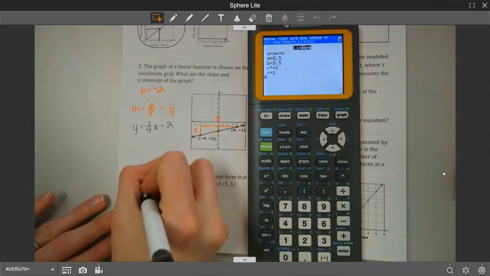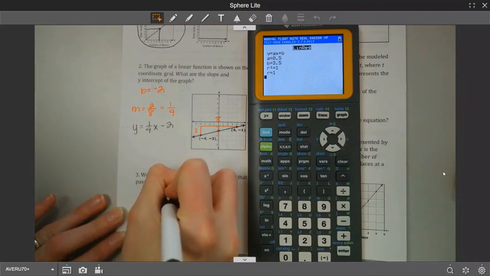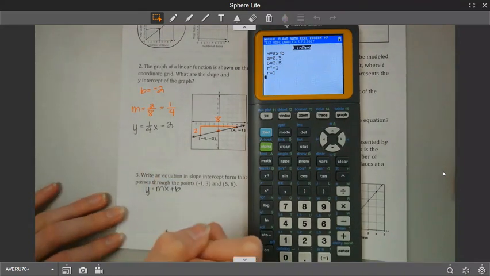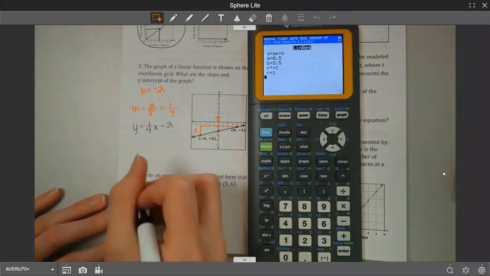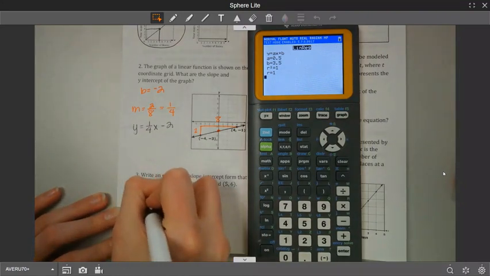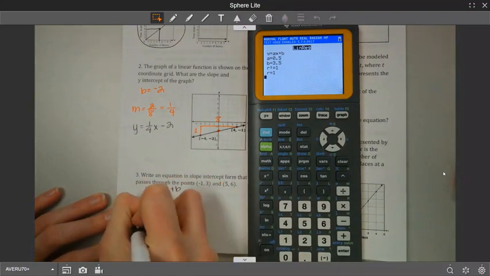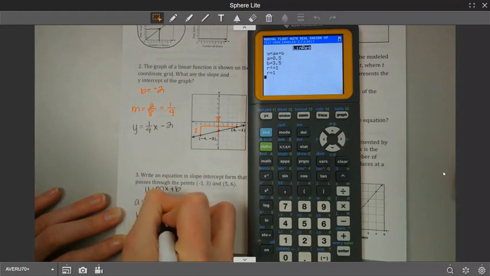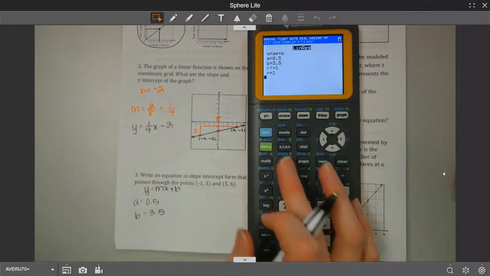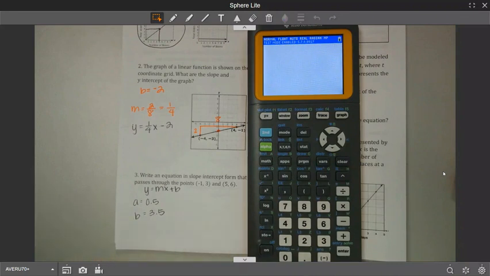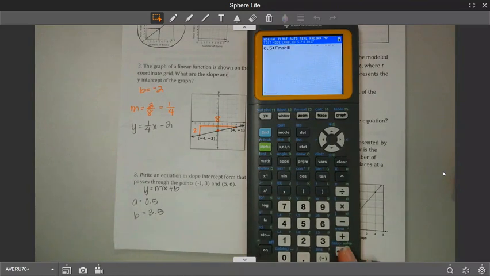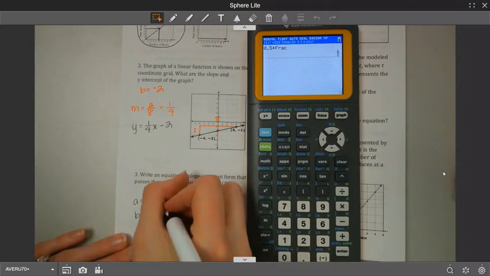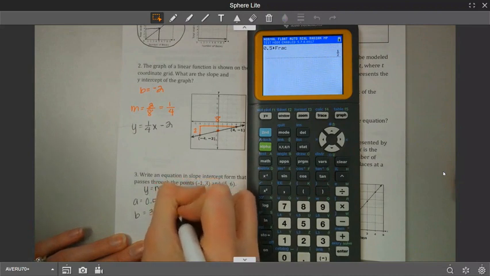Okay, your equation is y equals mx plus b. Remember, the calculator uses m and a interchangeably. So it said a is 0.5 and b is 3.5. Well, our answers have to be fractions, so I'm going to go ahead and change them to fractions. If I type in 0.5 in the calculator and then hit math, the first option is fractions, so that will change 0.5 to a fraction, which is indeed 1/2.